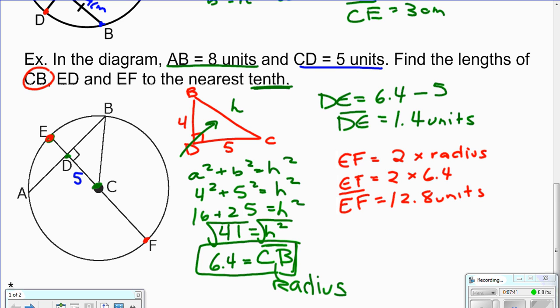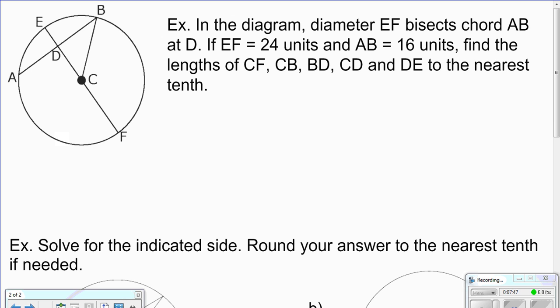Okay, and so the radius is 12.8 units. So I'm going to leave this example, this circle, for you to do. I would recommend using different colors, again, as you're trying to solve, to help identify the different lengths, and use pencil crayons, that way you can erase it if you have to.